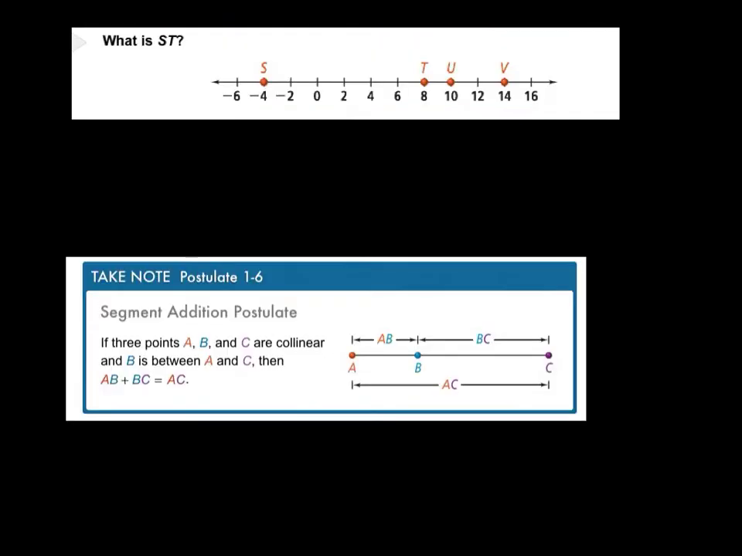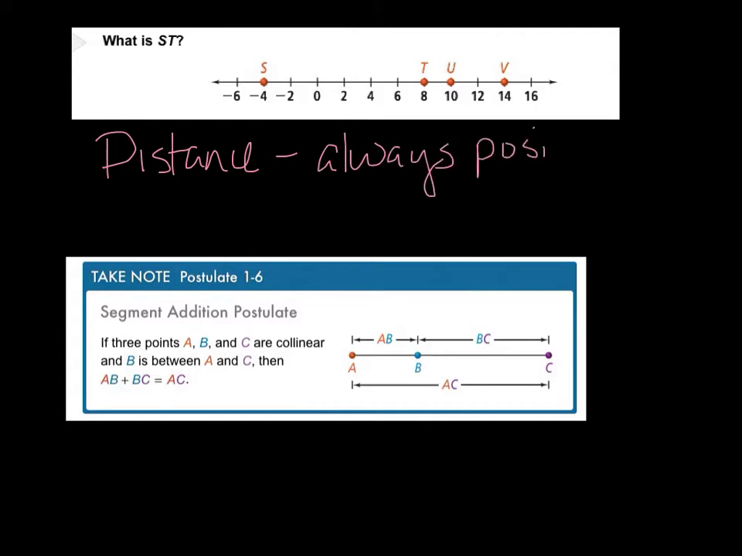So when we want to find the distance between 2 points, we always find the difference. And remember, distance is always positive. Always. You'll never have a negative distance. If you do, you did something wrong. So here we're going to find ST. Now you notice the S and the T are together. There's no line above it.